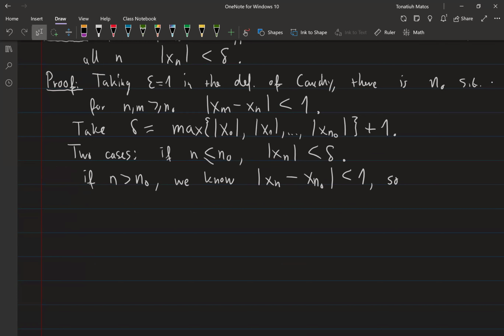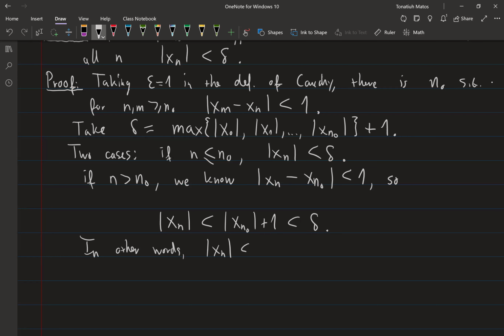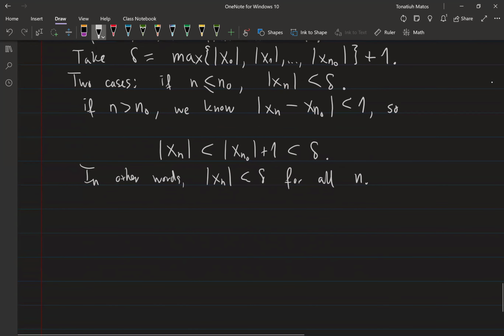And then you can just apply the triangle inequality and those sorts of things to prove that xn itself must be smaller than x sub n0 plus 1. And this was chosen to be smaller than delta, right? So in other words, xn is smaller than delta in all cases, for all n. So it is bounded. It is bounded by this delta that I just came up with, right? This is a very useful property because it rules out many sequences as not being Cauchy, right? All the ones that are unbounded, there is no chance of them being Cauchy.